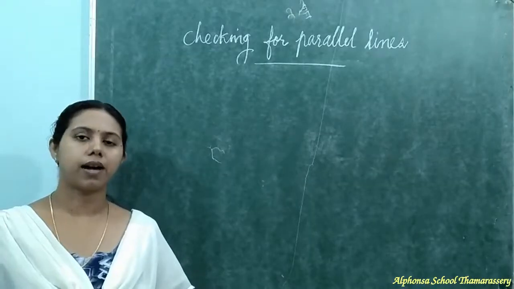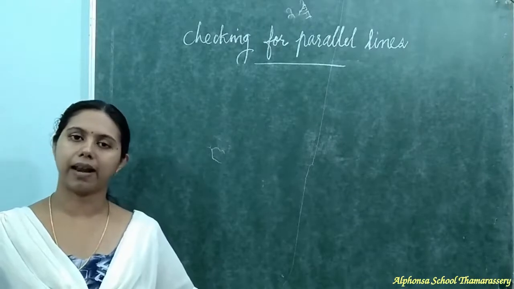Hi children. In our previous sections we studied about intersecting lines, parallel lines and the transversal. And we discussed some special angles like corresponding angles, alternate interior angles, etc. In this section we will discuss about checking for parallel lines.